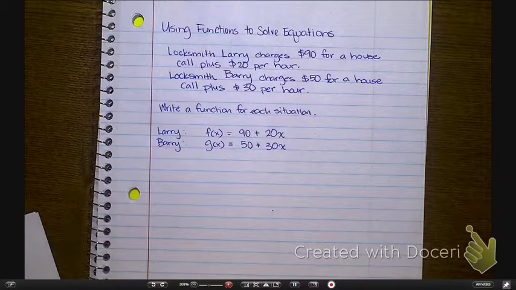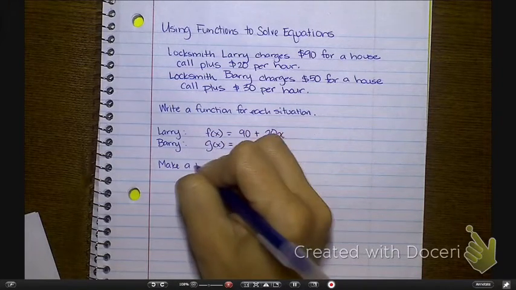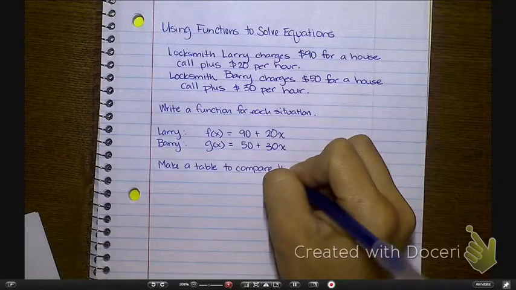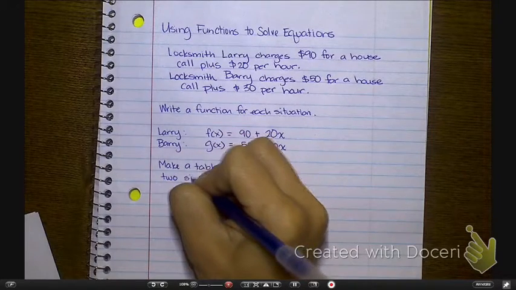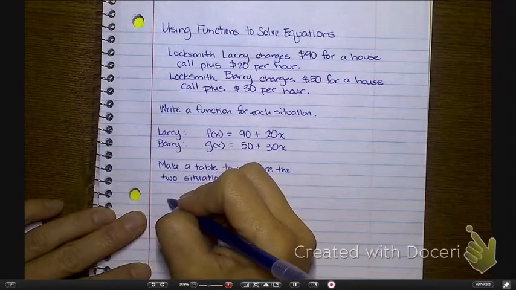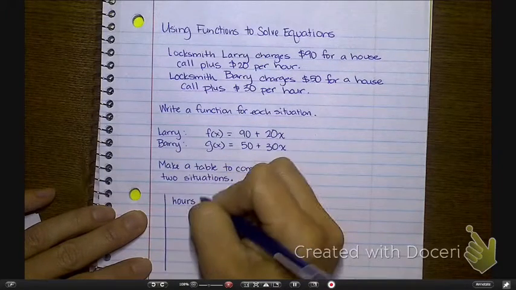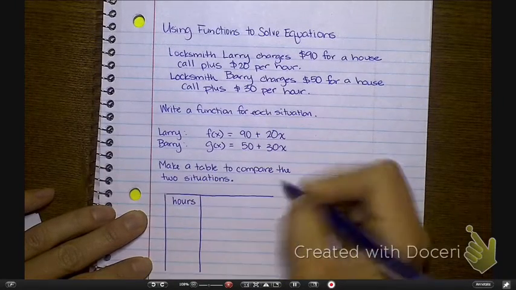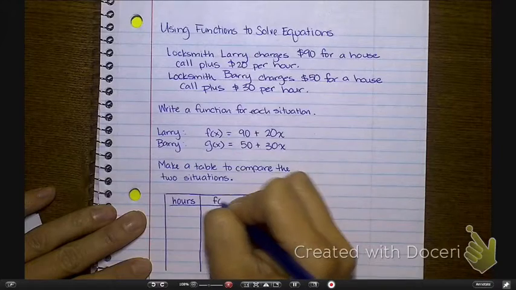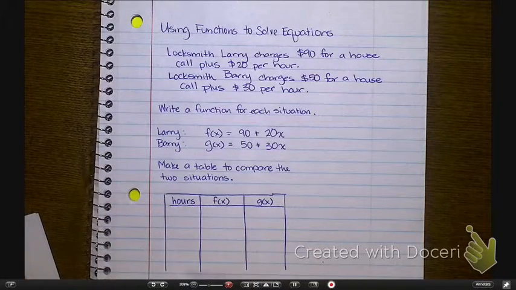What you guys are going to be doing tonight on the homework is using a table to compare the two situations. So we're going to make a table to compare the two situations. When we make our table, for this situation, our first column is going to be the number of hours, because the charge is going to depend on the number of hours. The next two columns are going to be Larry's charge, f of x, and then Barry's charge, which is g of x. So I'm going to be finding for all the different hours how much each of them are charging.